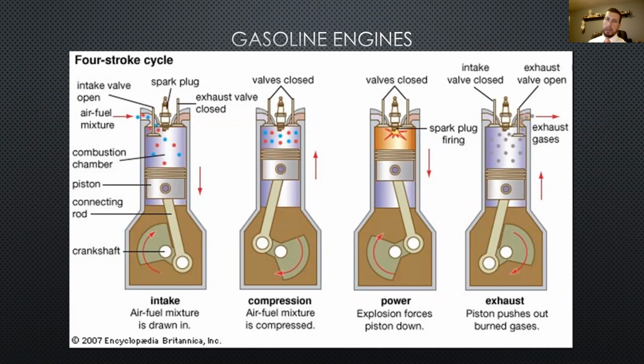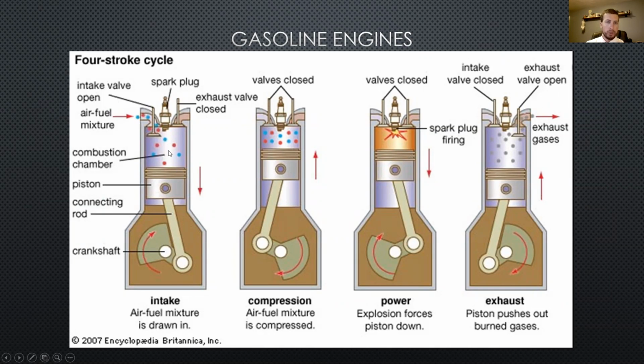So I mentioned gasoline as one of the examples. This is an example of a four-stroke engine or four-stroke cycle of an engine. If you can see my cursor right here, the intake valve is here off to the top left. And so that lets in fuel and air as the piston is going down.